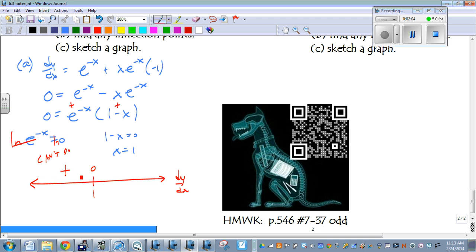All the values over here are going to be positive. Our derivative is positive to the left of 1. Then we want to try something to the right of 1. If we put 2 in here, e to the negative second power just means 1 over e squared, which is positive. If we put 2 in here, 1 minus 2 is negative. So we end up with a positive times a negative, which gives us a negative. So we have a local max at x equals 1.